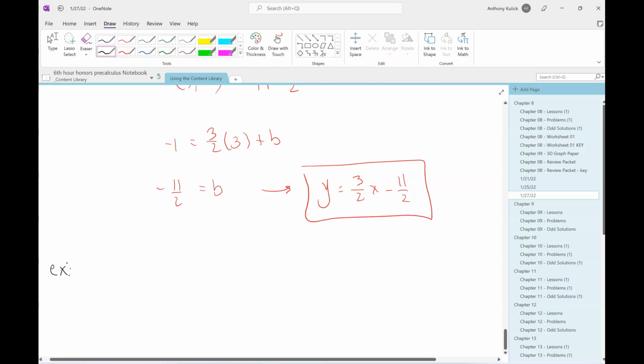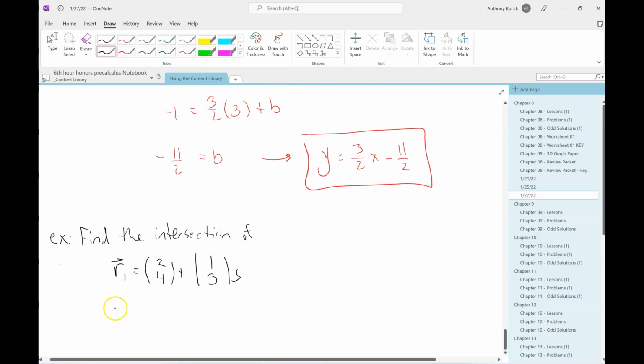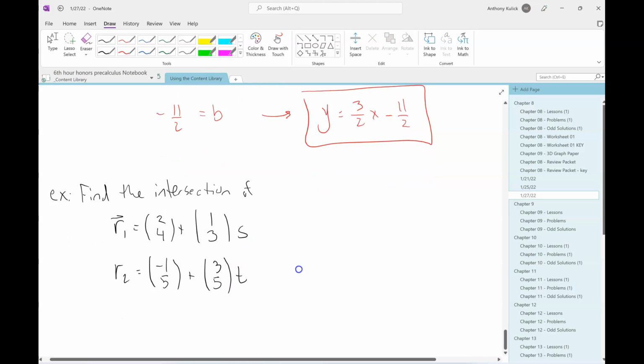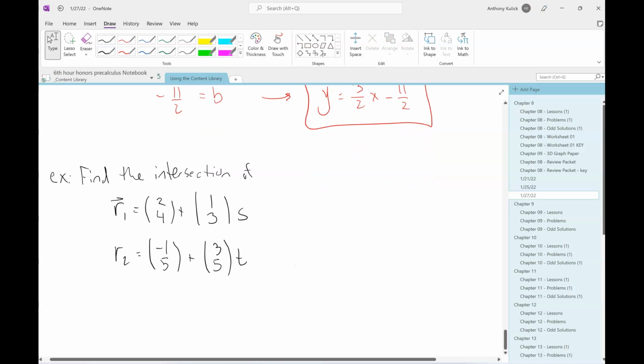The last thing we need to talk about in this section is finding the intersection between the two vectors or vector line equations R1 and R2. Oops. Need to have R2 there.